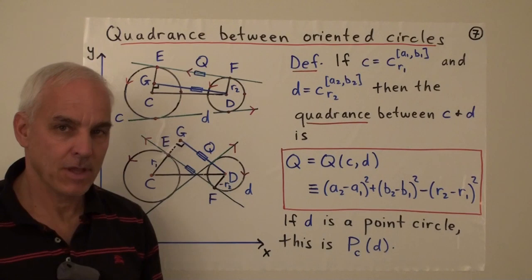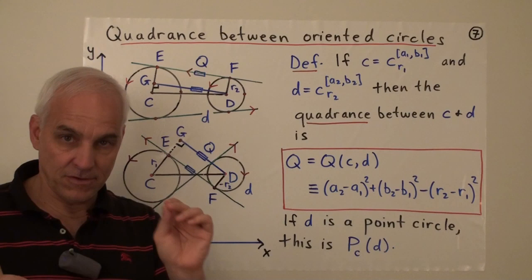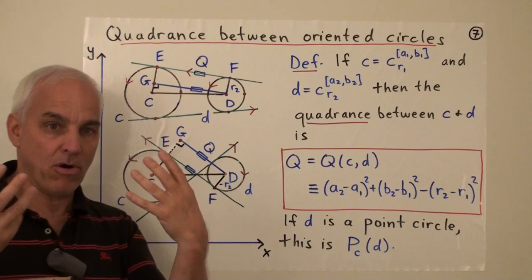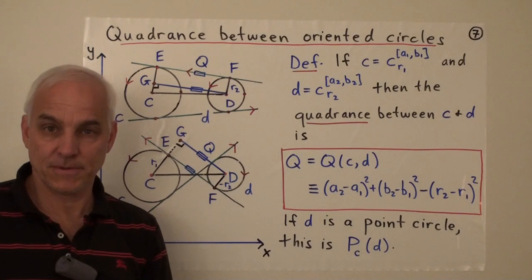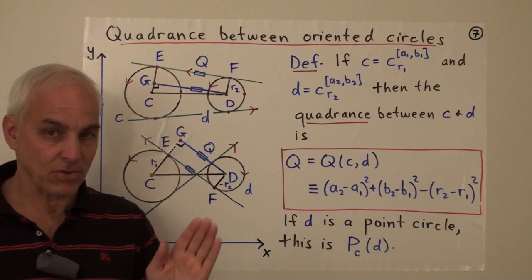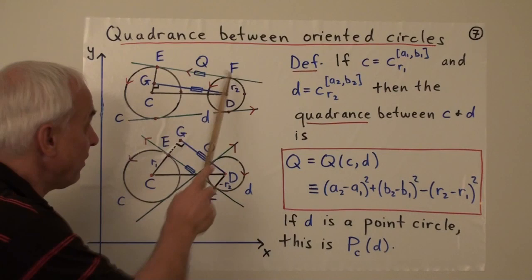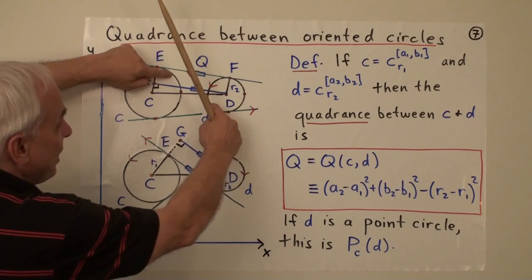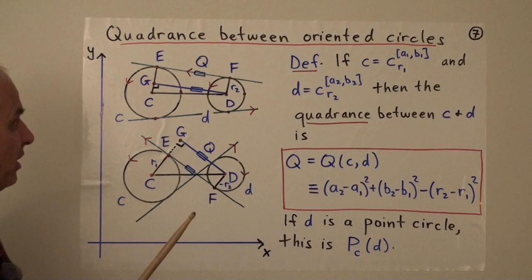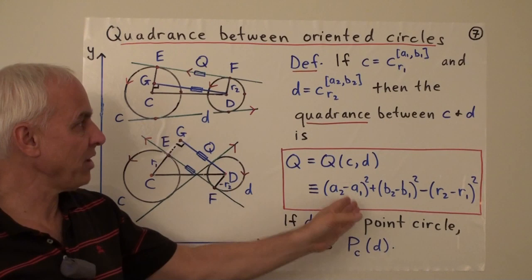So what we're doing is generalizing or extending this idea of the power of a point with respect to a circle to what we might call the power between two circles, but I just prefer to call it the quadrance between two oriented circles. And it's crucial that we have oriented circles. We cannot do this with ordinary circles, because we would have to have a debate about whether we should use this quadrance or the quadrance along this inner tangent. And there are different quadrances. There's no consistent way of doing it for ordinary circles, but for oriented circles, yes, this is a great definition, which defines the quadrance between two oriented circles.